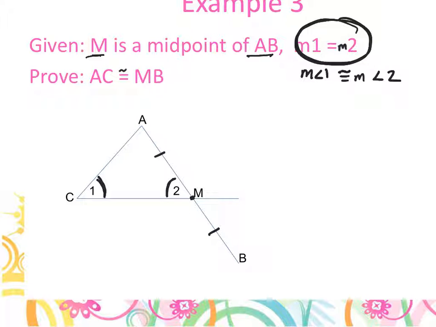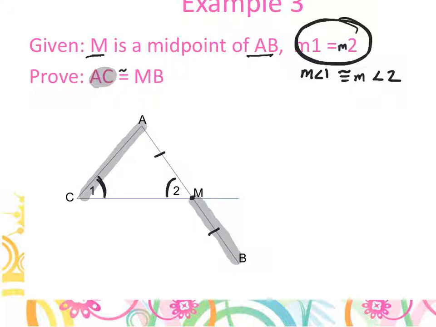So angle 1 and angle 2. Okay. Then can I do angle 2 plus angle M equals 180? You can, but ultimately, look at what we're trying to prove. We're trying to prove that AC, this line right here, is congruent to MB, this one right here. So we need some way of connecting this. I'm not sure angles is going to do it, but maybe.